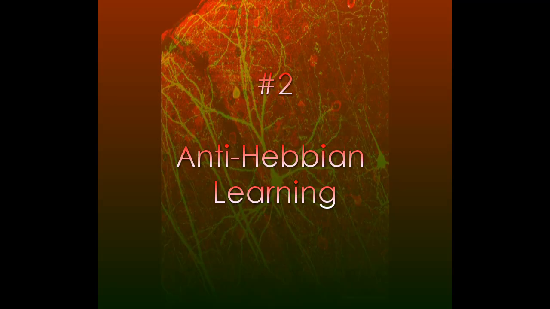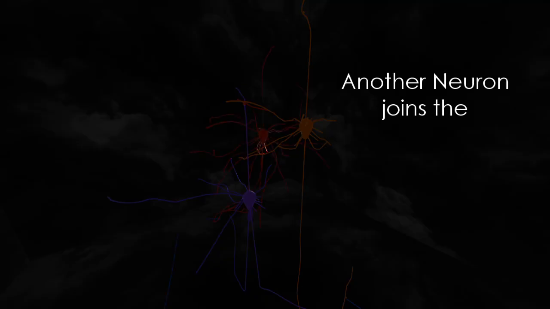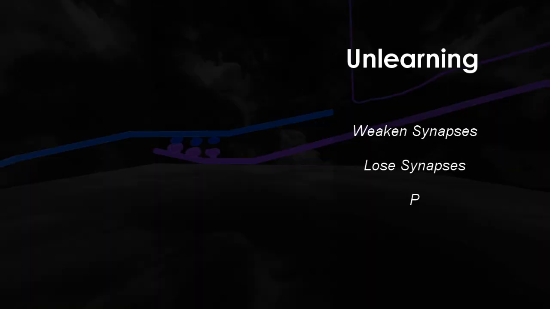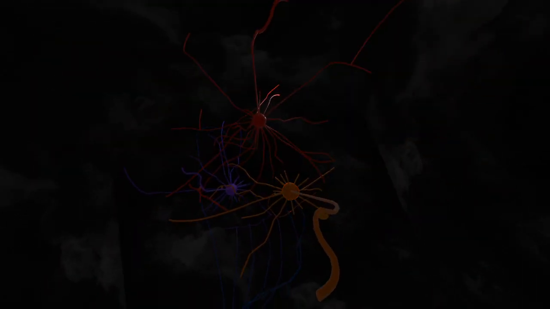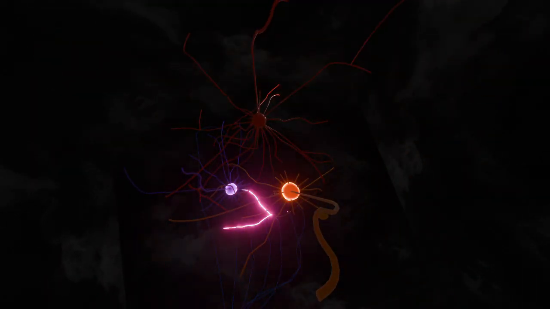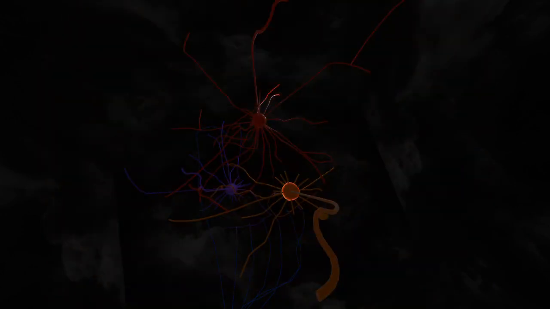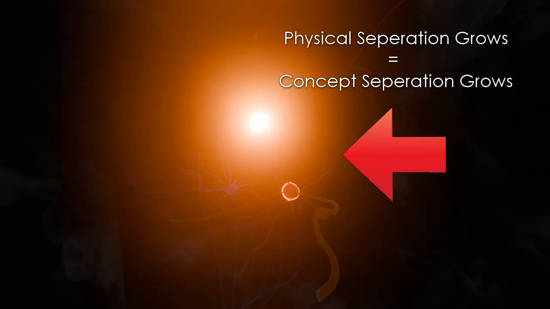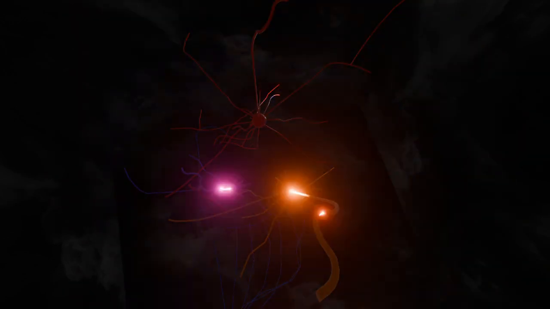Let's take a look at anti-Hebbian learning as well, which is the opposite. It's almost the anti-learning. We need another neuron, though, something to be out of sync, something to unlearn. And how that happens is we can weaken synapses, lose synapses, or even prune entire branches. As the neurons fire, you'll see that the one in the back is out of sync with the purple and the orange. They're less correlated in time. And we can have the red neuron back away and make physical separation from the purple and the orange, effectively making that physical separation into concept separation, effectively forgetting, anti-learning.